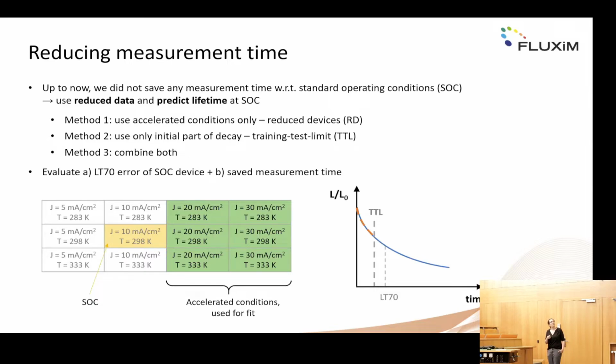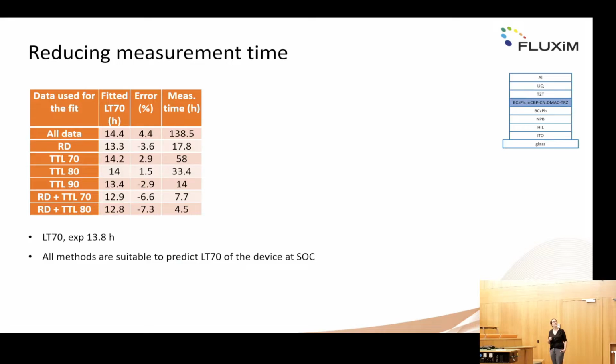Then we can use 3 methods, or actually 2, to reduce the amount of data. We can either use just the accelerated conditions, marked in green, for the fit, or we can also use all the data again, but only look at the first initial decay and then predict what is going on in the rest of the decay. And method 3 is just to combine both of them. Then what we do is evaluate the predicted LT70, compare it with the real measured one of the standard operating condition device, and also look at the saved measurement time. And let's first look at the prediction.